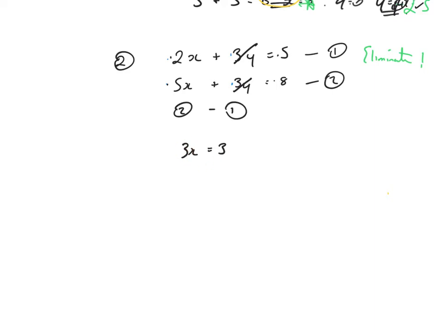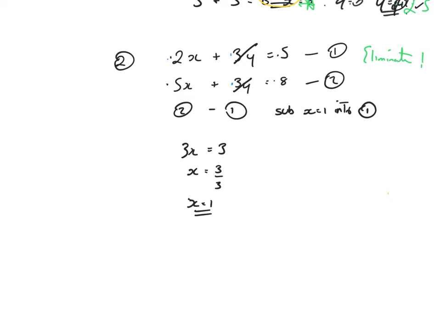I then bring my 3 down and divide, and I'll get x equals 3 divided by 3, and that's x equals 1. Okay, I now need to find out what y is equal to, so I'm going to sub x equals 1 into one of the equations. It doesn't matter which one, so at random I'm just going to choose equation 1.